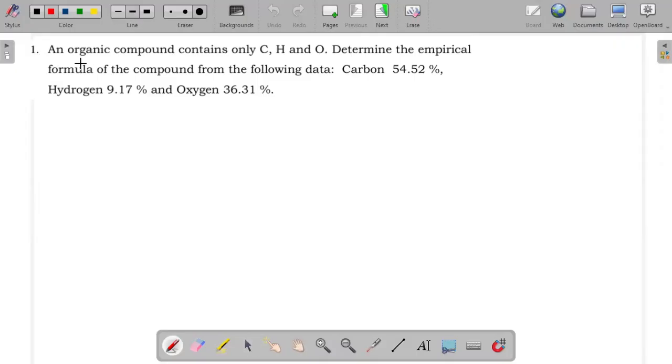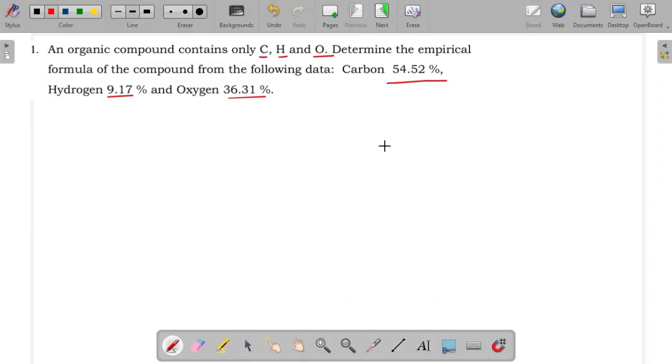Question 1 says an organic compound contains only carbon, hydrogen, and oxygen. Determine the empirical formula of the compound from the following data. What data have we been given? Carbon is 54.52%, hydrogen is 9.17%, and oxygen is 36.31%. Whenever you're given such, make sure that when you add the percentages, this one and this one, it should give you 100%.